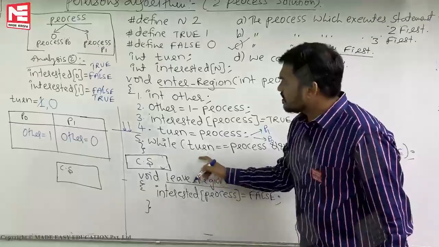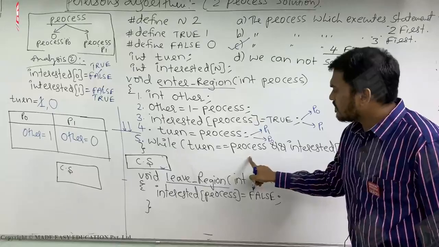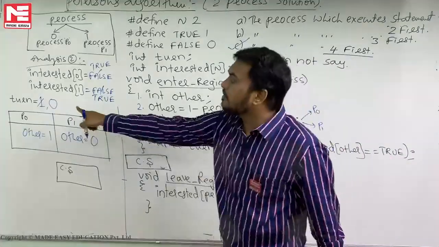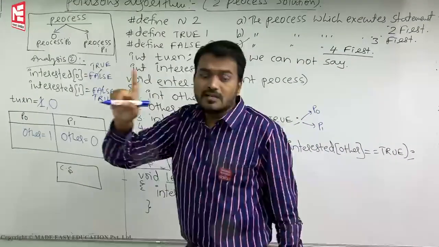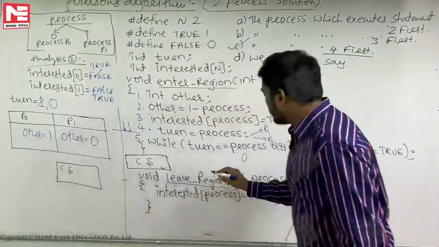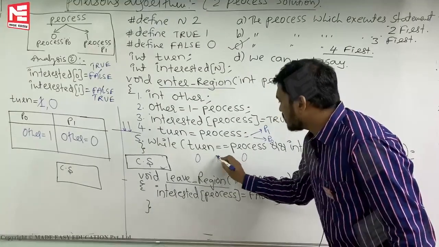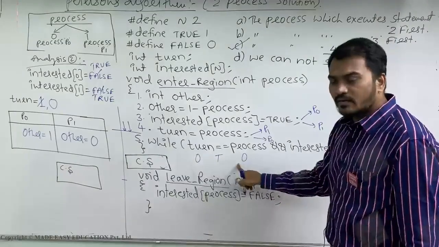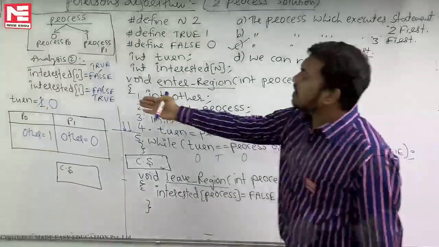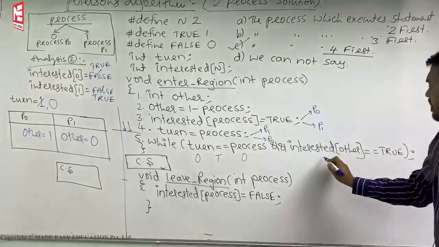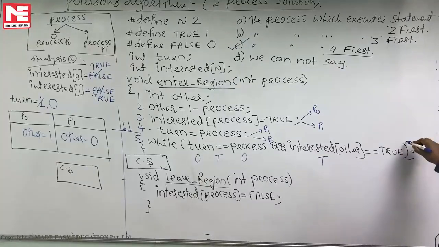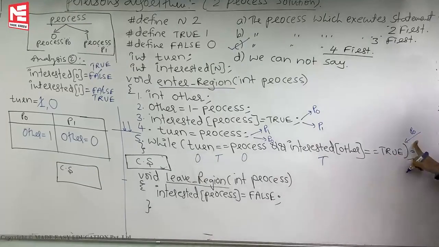Listen carefully. When P0 is executing this statement, turn equals process. P0's process value will be 0. Now what's the turn value? 0. Turn is a shared variable. Both processes have the same variable. So turn value is 0, so turn equals process is true. And interest of process other equals true is anyway true because both are true only. So this condition is true and this condition is true. The entire condition is true. The process will stop here. P0 will stop here.